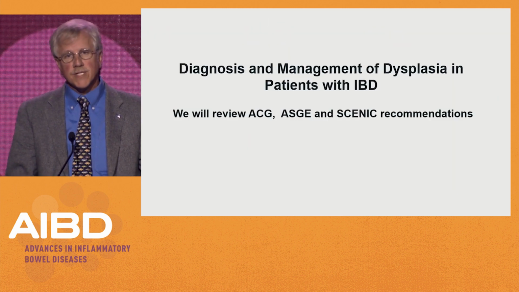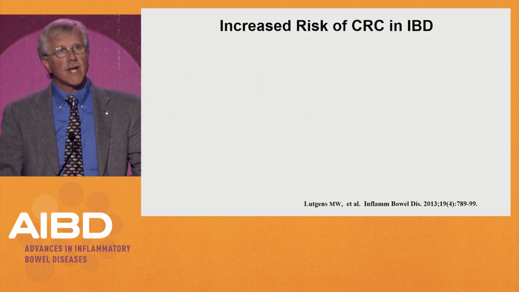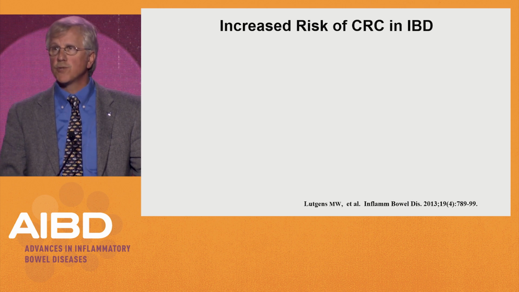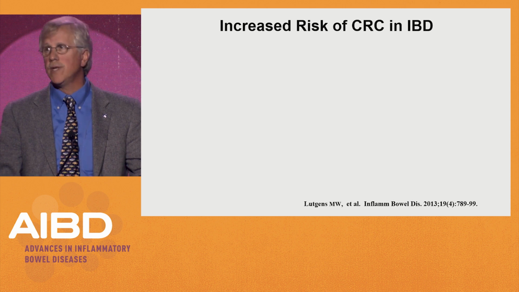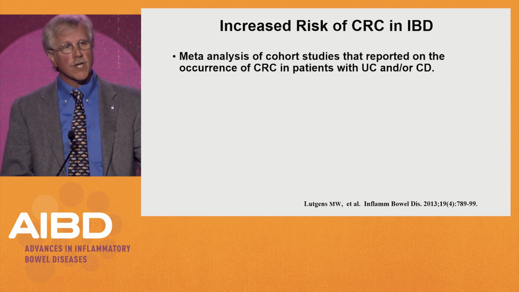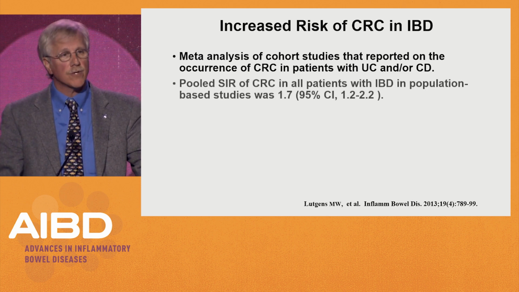So we'll be reviewing the ACG, ASGE, and SCENIC recommendations. First of all, you need to realize that you need to stratify your patients and determine who are the highest risk individuals, because those are the patients that you may want to consider chromoendoscopy on. Not everyone needs chromoendoscopy. So this is a meta-analysis of cohort studies that reported on the occurrence of colon cancer in patients with IBD or UC.